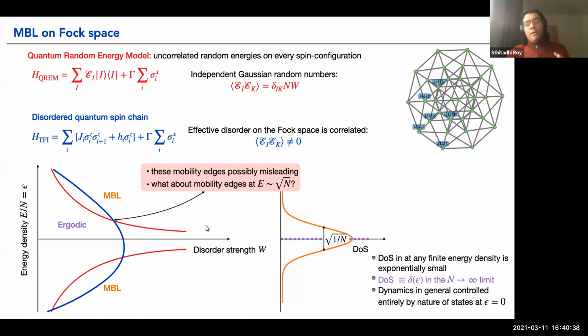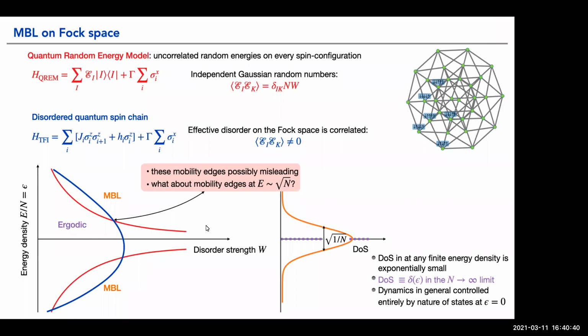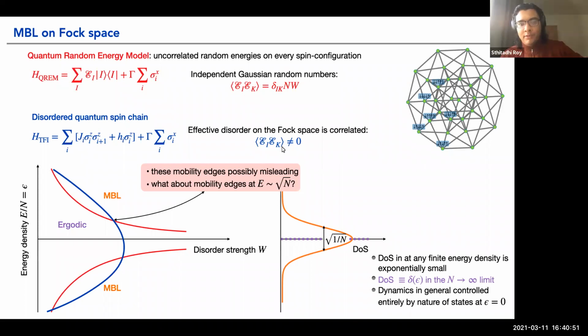But okay, so just one question. Even when your effective disorder is strongly correlated, this 1 over root n scaling of the density of states holds? It does. You can actually show this analytically for a whole class of models. I see. Yeah.